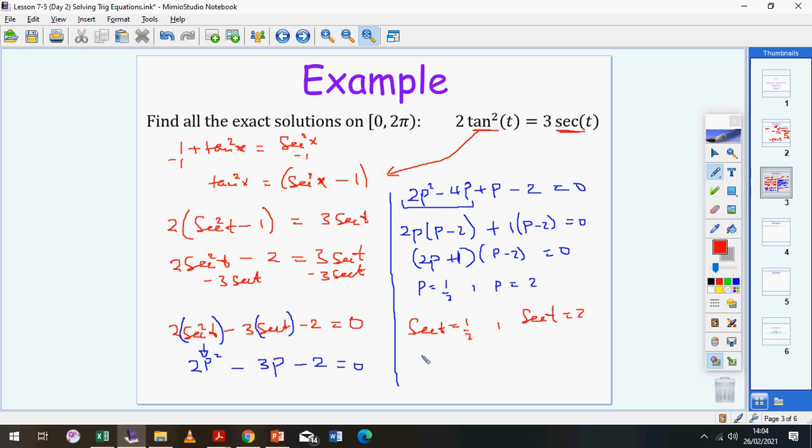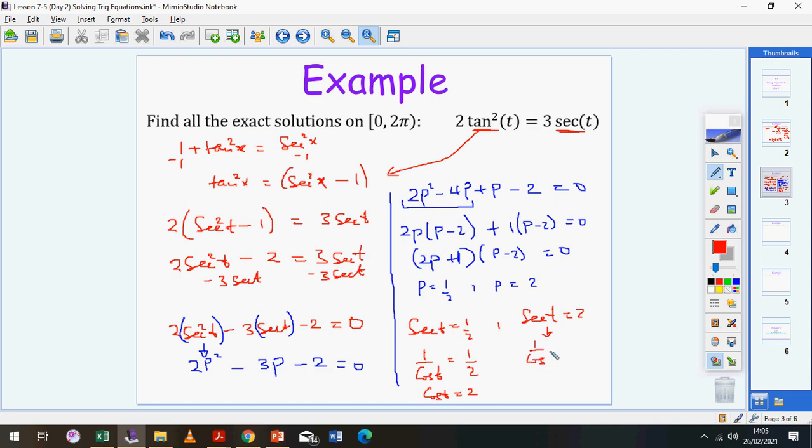Let me do this slower. If secant of t is negative a half, that means 1 over cosine of t is equal to negative 1 over 2, which if you cross multiply, you will see that cosine of t is equal to negative 2. And then on this side, if secant of t is 2, that means 1 over cosine t is 2, which means cosine t alone is a half.